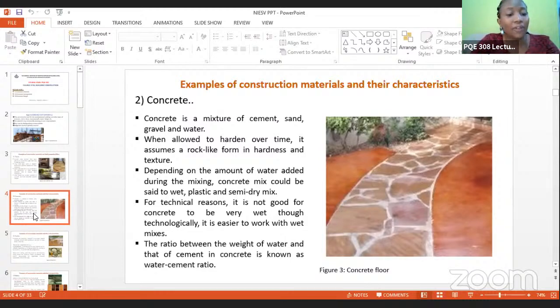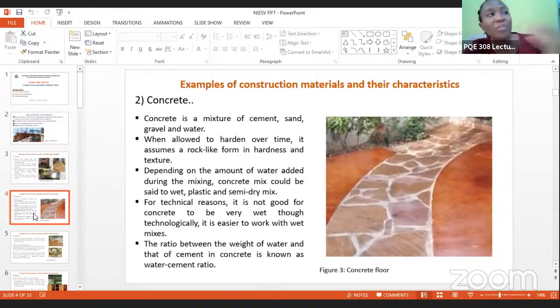Now, for technical reasons, we said it is not good for concrete to be very wet. Though when concrete is very wet, it is workable. And what do I mean by workable? It is very, very easy to work with. However, the more water you put into your concrete, the lower the strength you are going to have. So we know that more water in concrete causes a reduction in strength, even though it's going to be more workable.